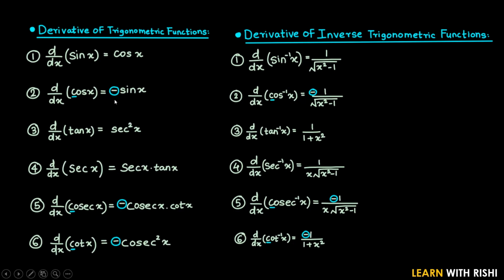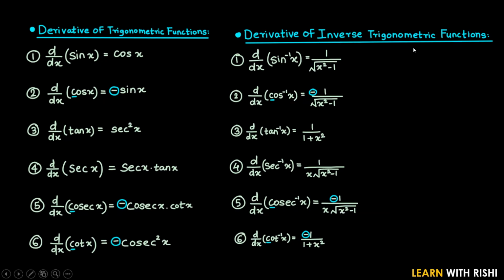So what is the trick to remember the signs? Whenever there is a C, it will be a negative sign. So you can see cos, you can see C here, it is a negative derivative. Its derivative will be negative. Again, for cosec x and cot x, the derivative will be negative.